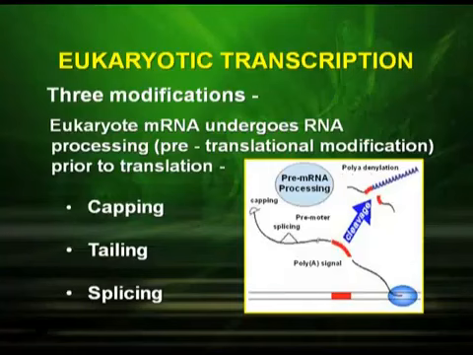Now, let us see what are the different modifications which take place in eukaryotic RNA. So, in eukaryotic transcription, there are three modifications. Eukaryotic mRNA undergoes RNA processing, which is pre-translational modification, prior to the translation process. And these modifications are capping, tailing and splicing. Now, let us see each type of modification. The first one is the capping.